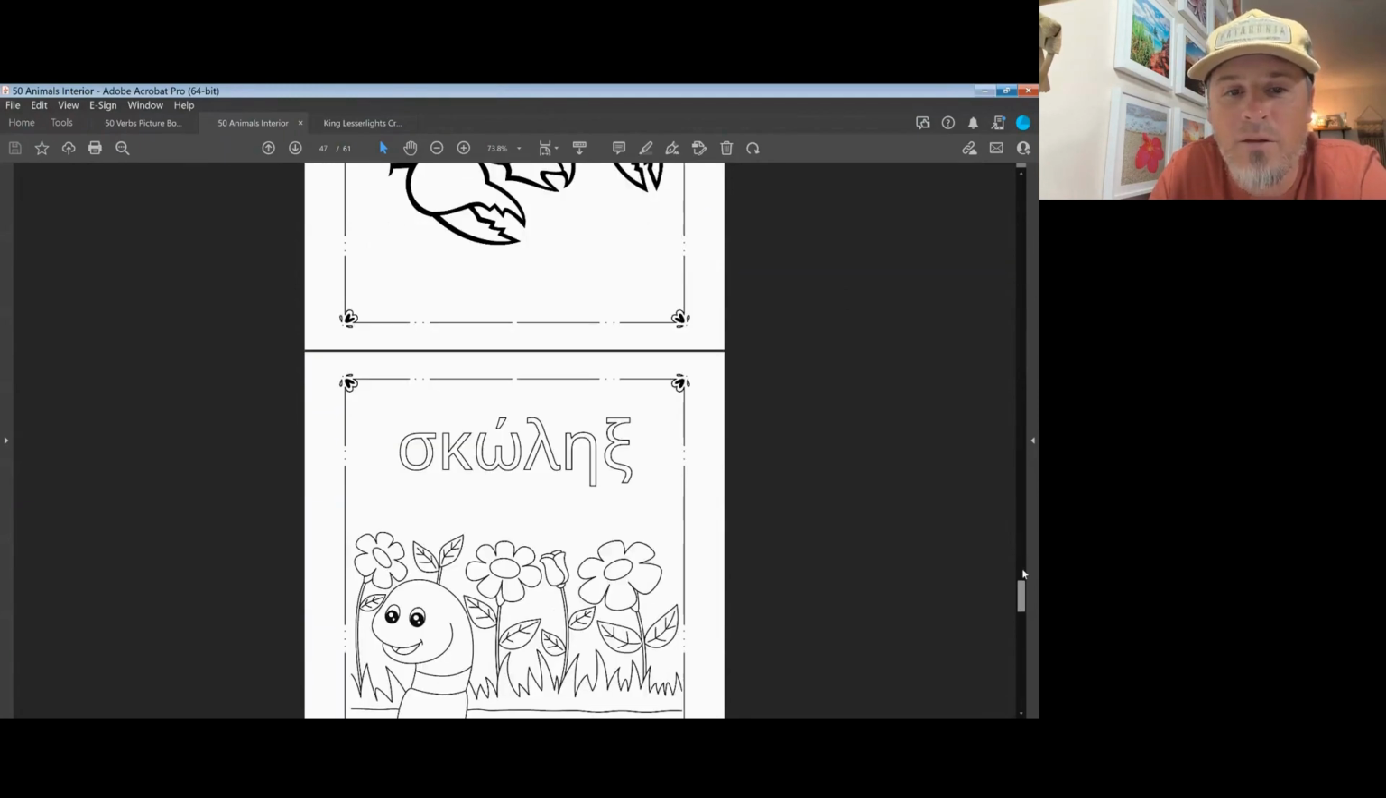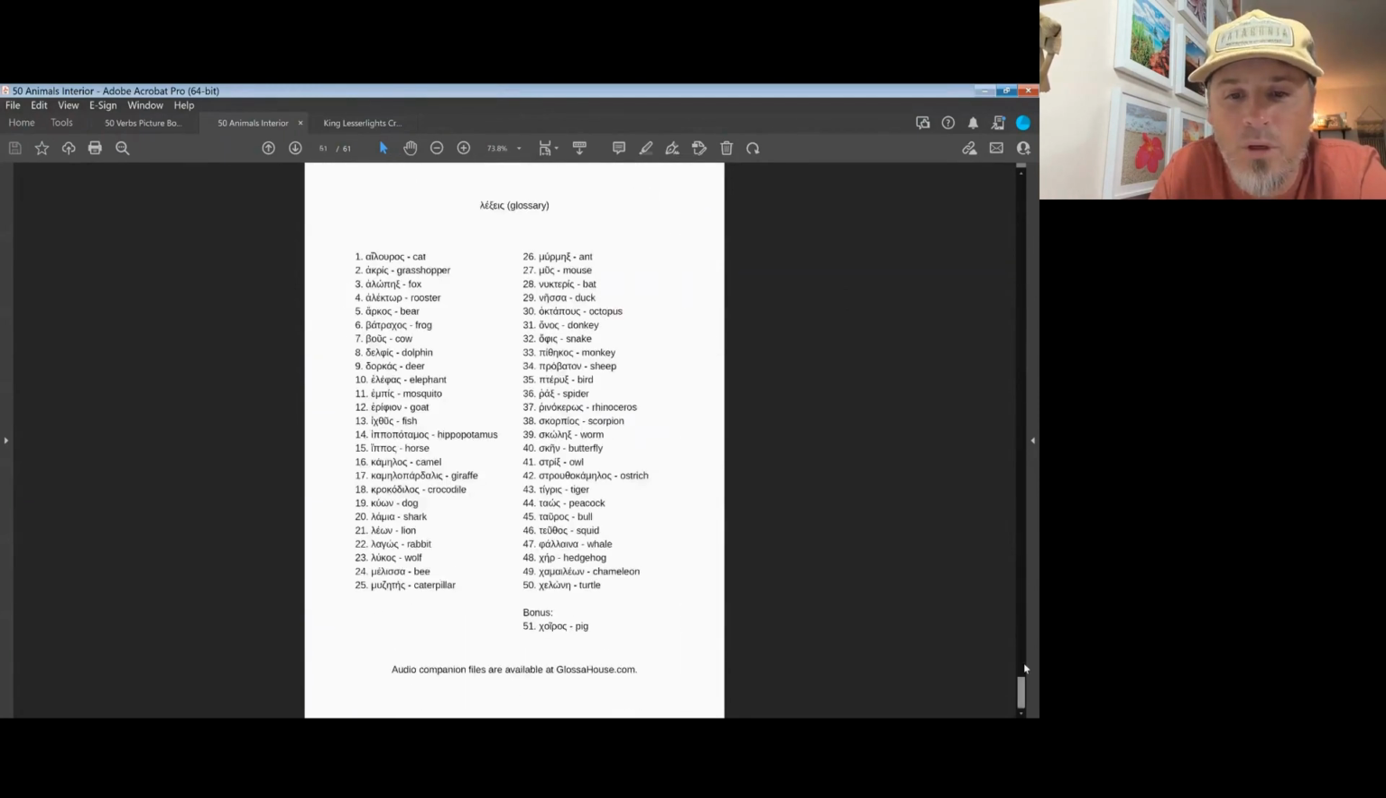And then at the very back of the book, we have a nice glossary. By the way, there is a bonus word in here. So you actually get 51, not just 50. But you have the glossary in alphabetical order with their English glosses in case you get stuck. But the pictures are pretty easy to figure out.